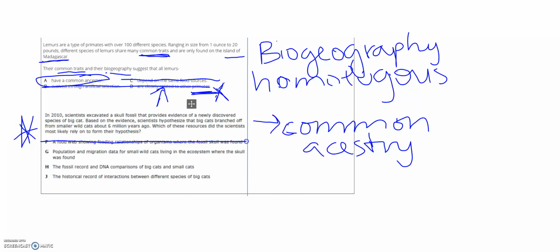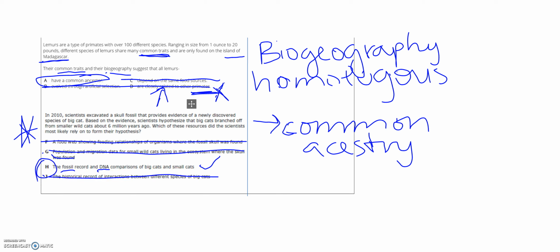So if we're talking about common ancestry, we're going to try to find those 5 pieces of evidence. Food web, showing feeding relationships. That's not a piece of evidence, so I'm taking that out. Population migration data for small wildcats living in the ecosystem where the skull was found. Again, that's not one of the evidences we talked about. The fossil record and DNA comparisons of big cats and small cats. Those are both pieces of evidence, fossil and DNA. Let's check the last one. It says the historical record of interactions between different species of cats. Again, not one of the pieces of evidence. So our answer should be H.